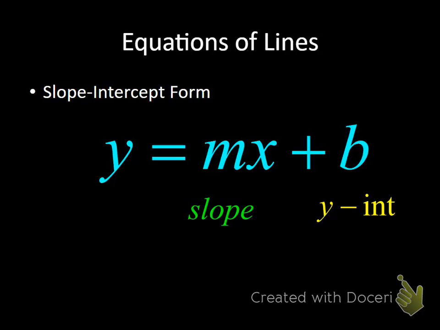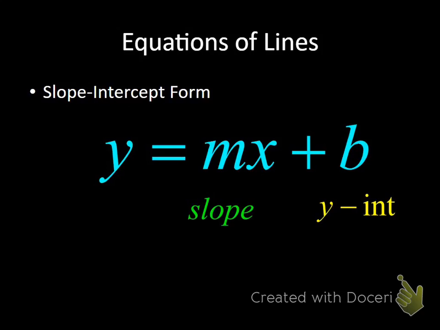So we're going to look at equations of lines, and we're going to take a look at what slope-intercept form is. So in the upper right-hand side of your note sheet, you're going to write y equals mx plus b. This was my favorite. I remember this.